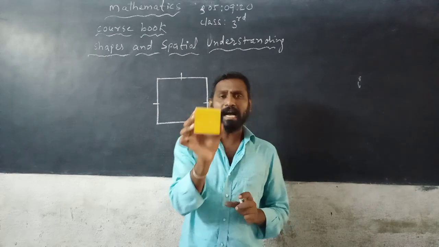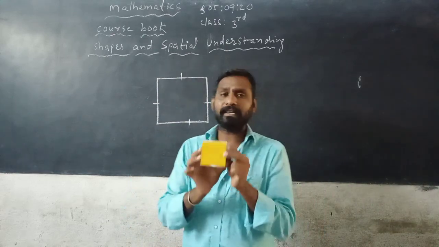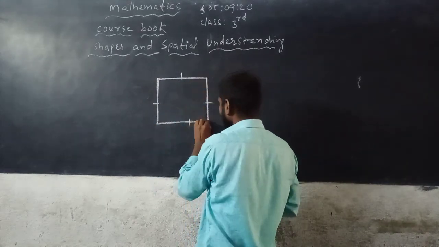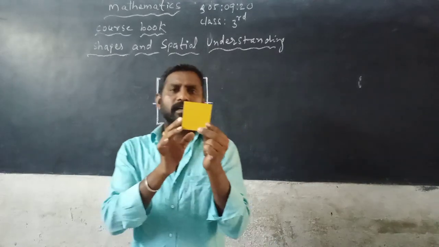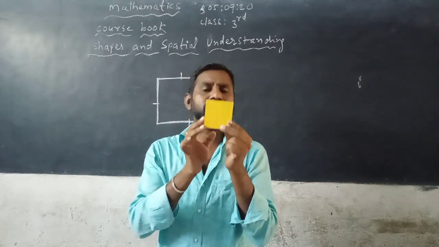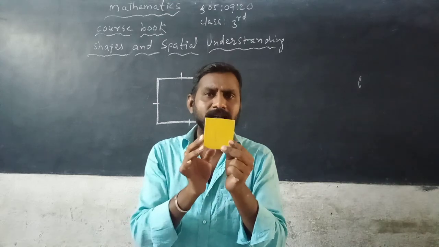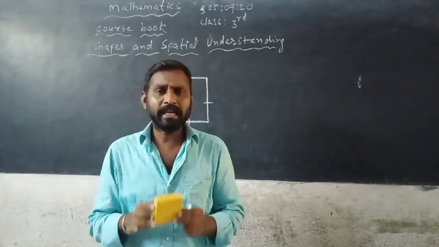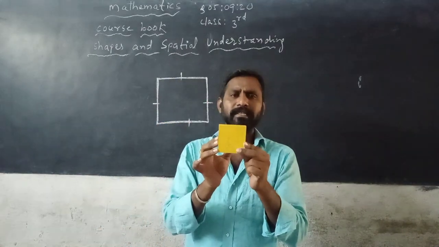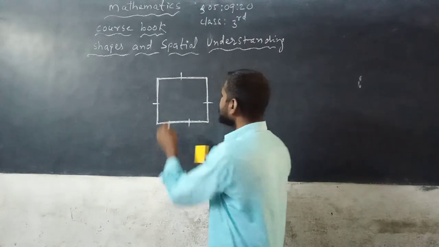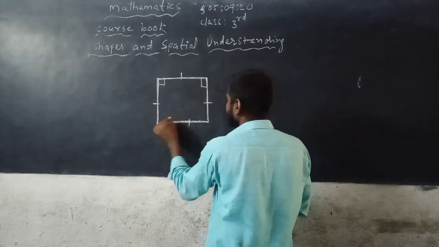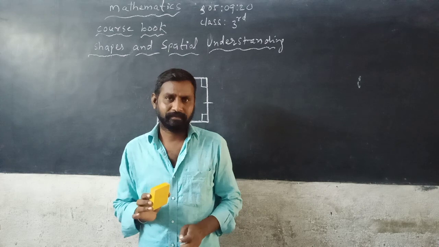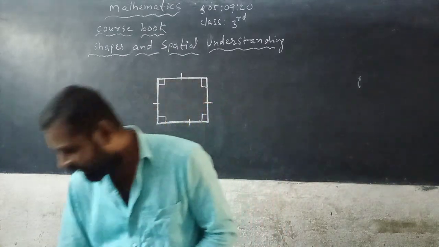A square has 2 dimensions, length and breadth, but in a square all sides are equal, so we take it as length. So this is called a 2D shape. Dimension here means measurements. This square has 4 sides and 4 corners. Corners means vertex. Vertex, plural vertices.